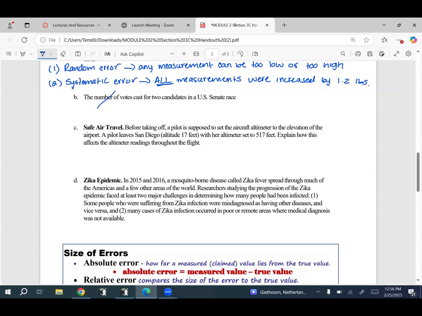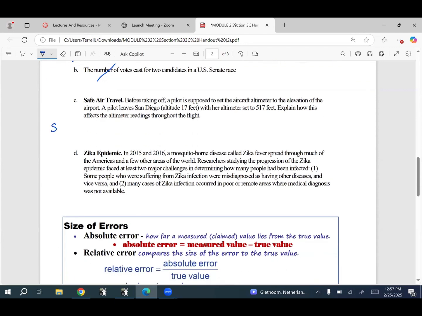So the aircraft altimeter is supposed to be set to the elevation or the height of the airport, right? Which the pilot is leaving from San Diego, so it should be 17 feet. However, the altimeter was set to 517 feet. So now the altimeter readings will be affected, right? There will be an error throughout the whole flight. But we need to determine, is that error a random error or is it a systematic error? And so the answer here is this would be a systematic error.